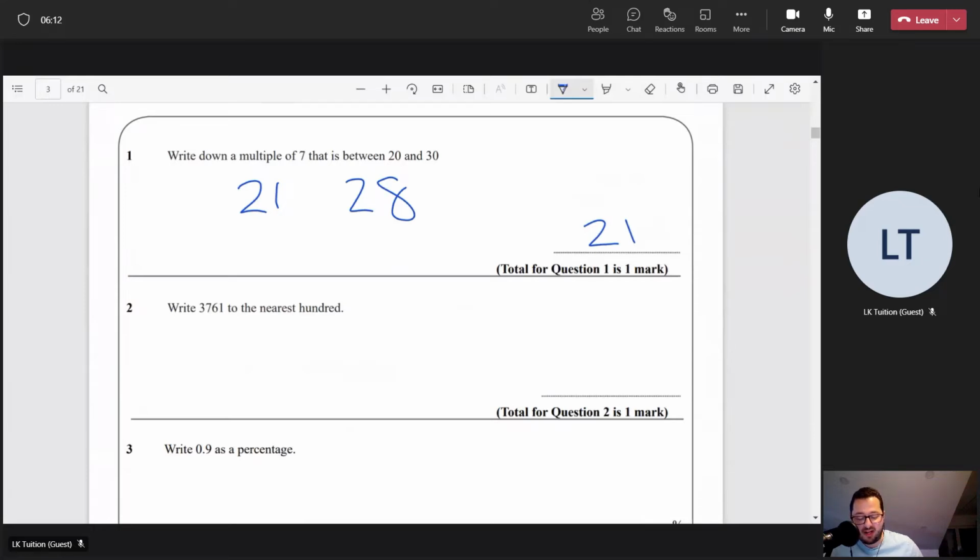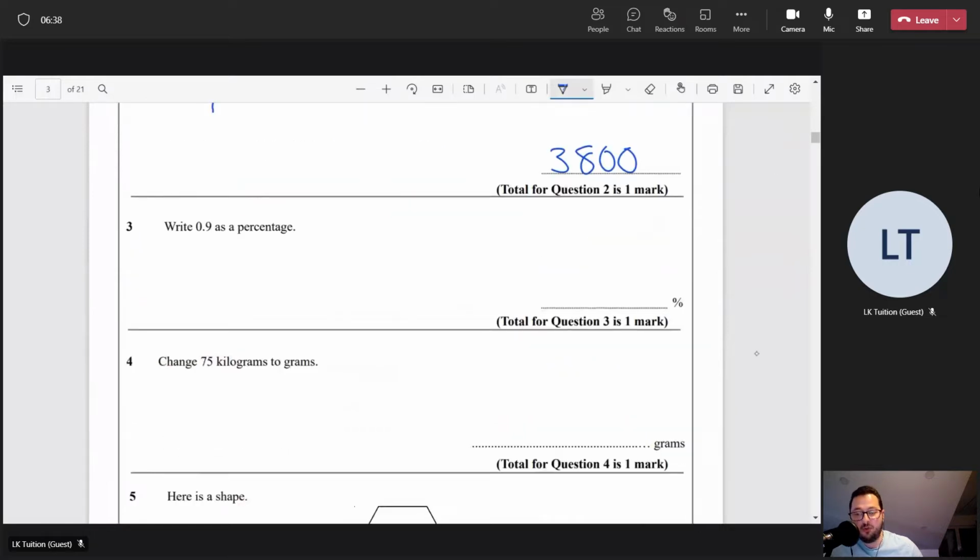Number 2 says write 3,761 to the nearest 100. Well, we think about the hundreds column, and when I'm rounding up, I'll just draw a little line after the hundreds column. And the number after the line tells us whether it's going to round up or stay the same. And because it's 6, if it's 5 or more, it's going to round up. So this to the nearest 100 is going to be 3,800.